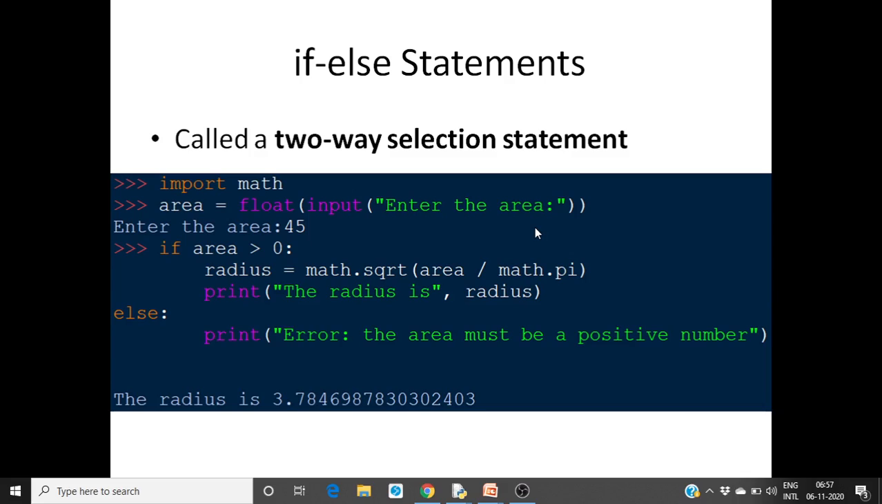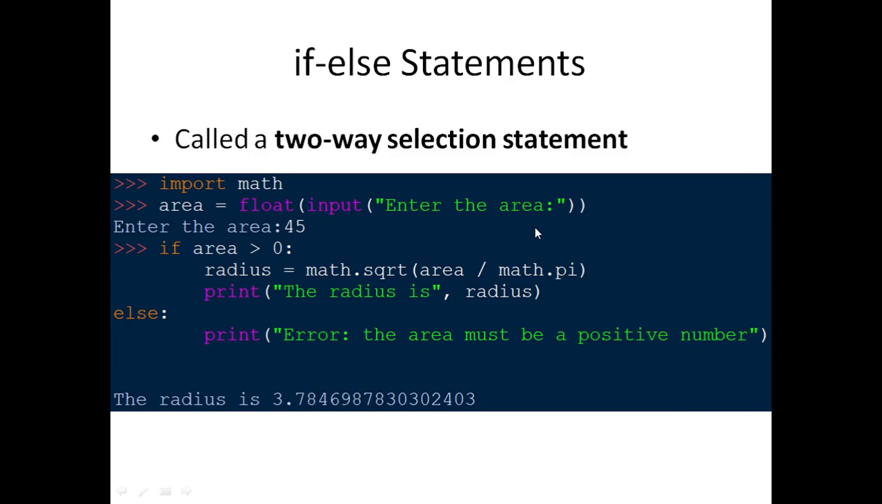So this is known as a two-way selection statement. It can take two courses of action: if the condition is true, it executes all these statements, else it executes these statements. The only thing to note is that, as in the case of a for loop, all the statements should be indented at the same column. These two statements should come under this if statement, so they are indented at the same position. The else part has only one statement.